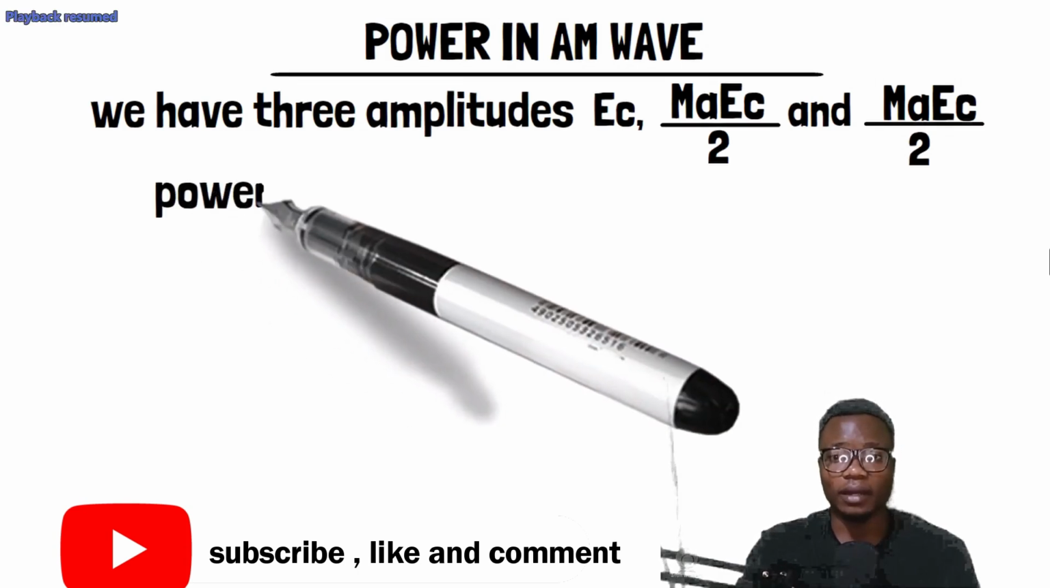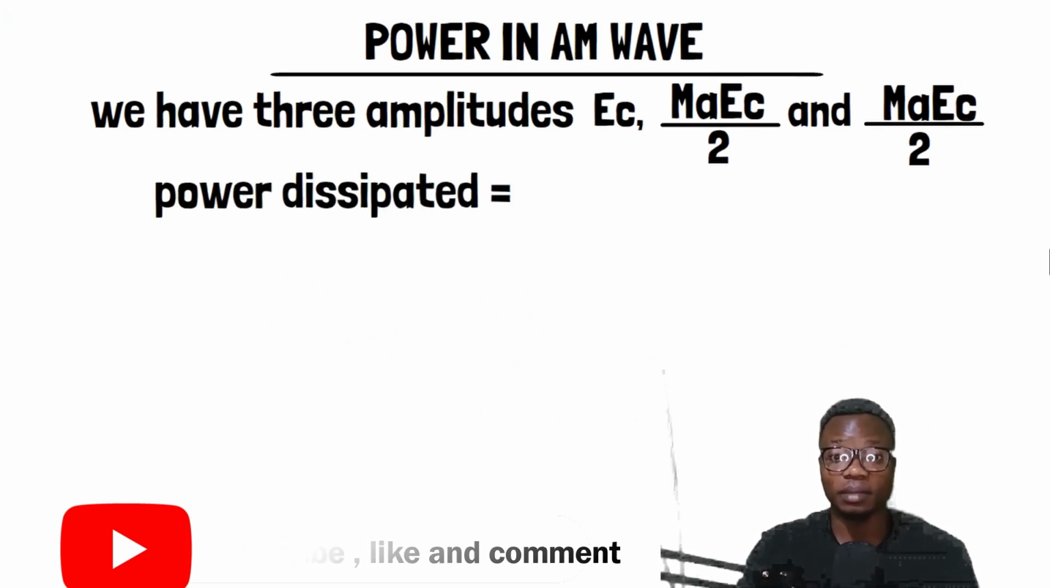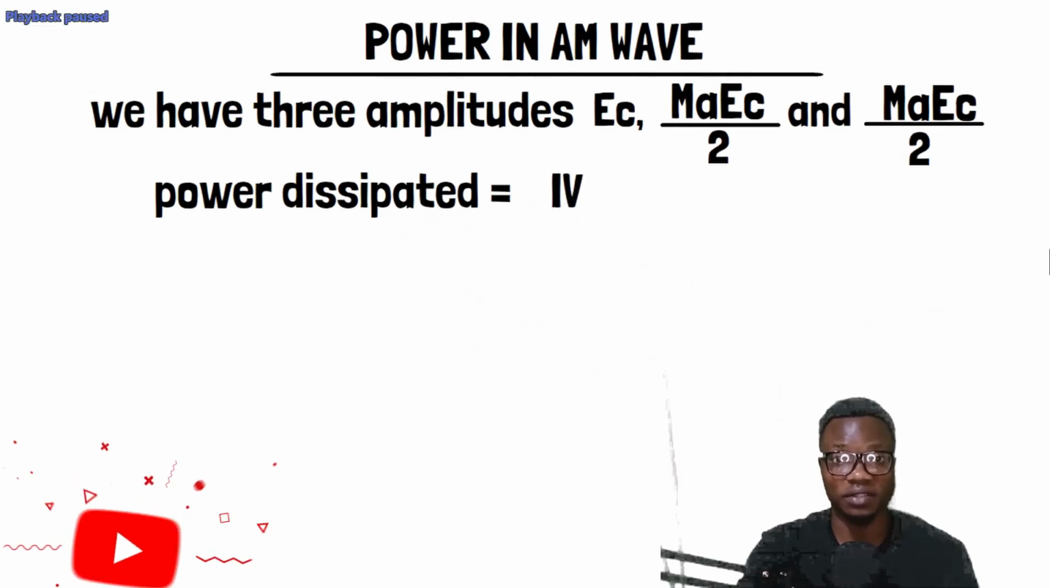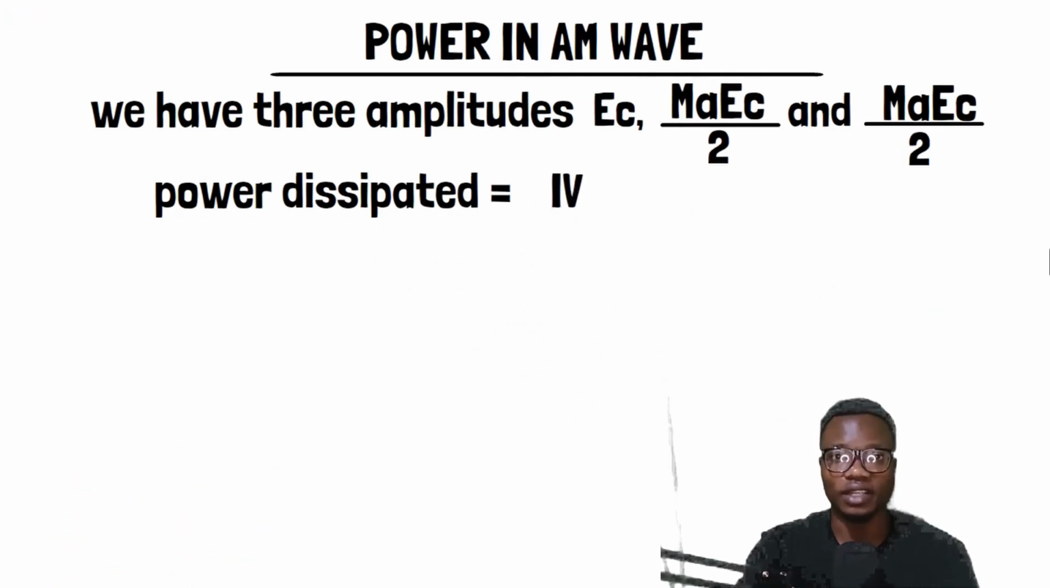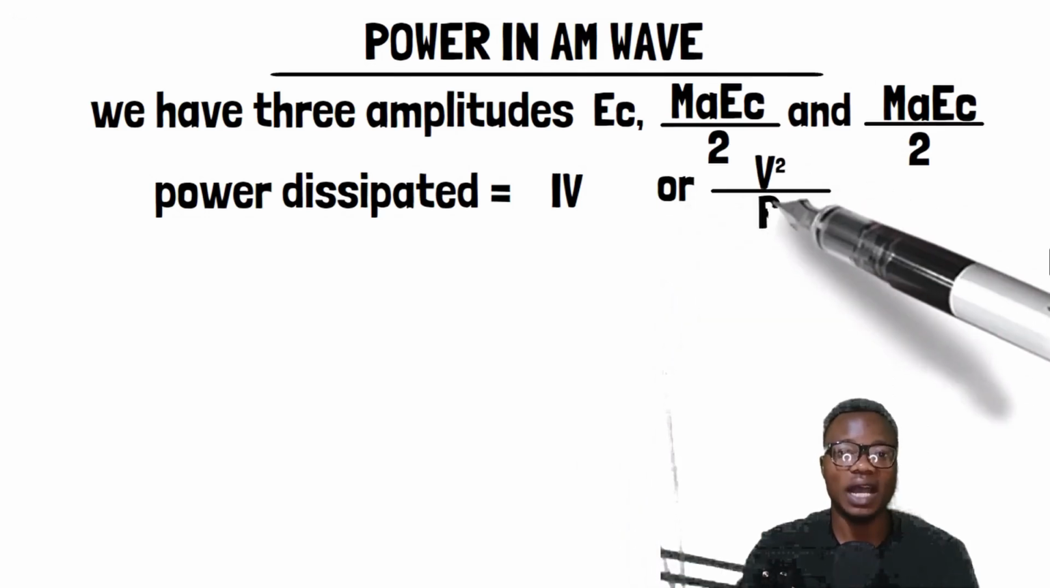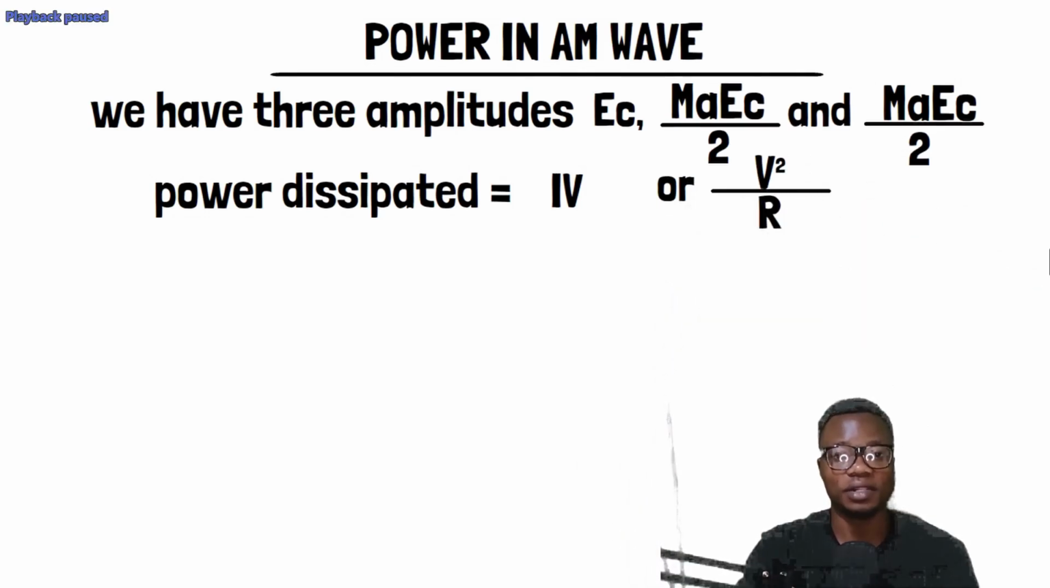But there is a formula in current electricity saying power dissipated equals current times the potential difference. I for current and V for potential difference. But in our case here, the potential difference we have is the amplitude. So the amplitude will stand as the potential difference. So we can say IV, or we can say V squared over R. So V stands for amplitude. So we have 2 formulas. Either you can say I times V, or you can say V squared over R.